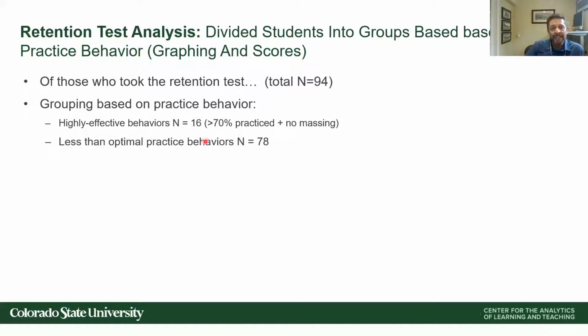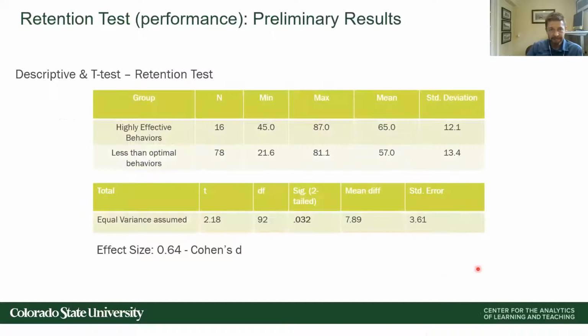But we ended up with basically 16 students who practiced in a high practice U behavior way, and 78 students who practiced sort of in this non-U behavior practice way. So if you go back and think about those particular graphs, we were looking for their scores, and we broke that down, and those are the results I'll present on the retention test.